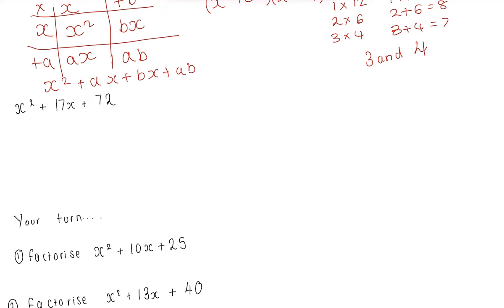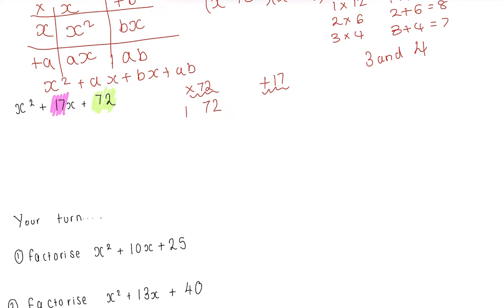So again, you're looking for two numbers that times together to give you your final term, but they need to add to give you your middle term. So I'm just making a note of that there. So let's have a look. 72, what factors have we got?